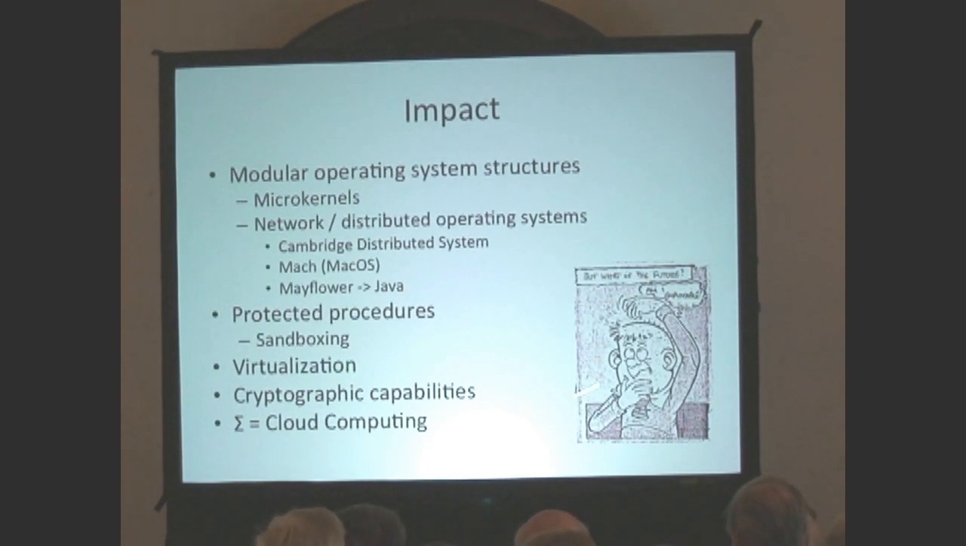Cryptographic capabilities are everywhere. It's how you pass privileges around in the network, SSL, all that kind of stuff. And if you add all that up together, you've got cloud computing. And so CAP was an early example of cloud computing.